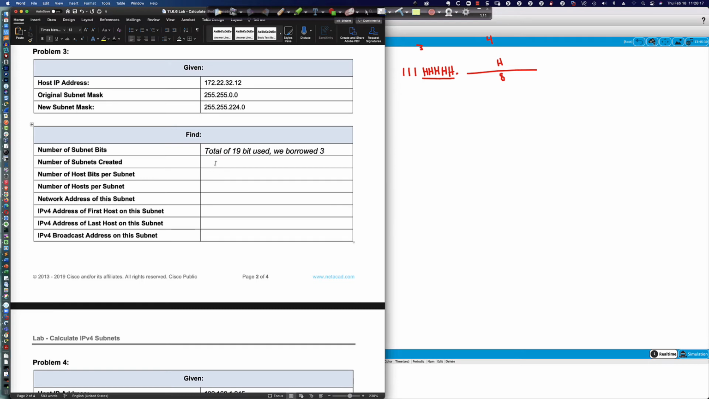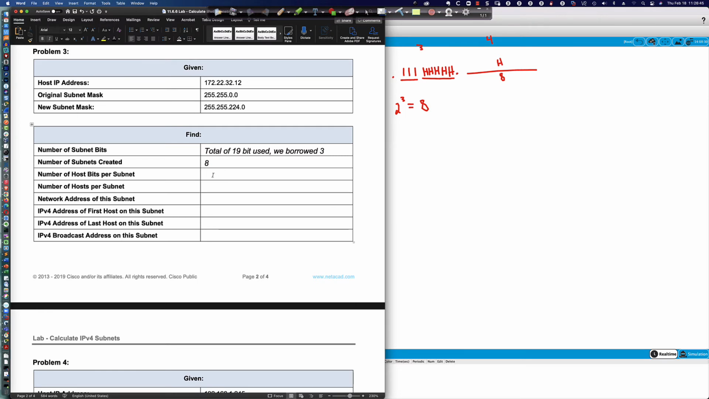So number of subnets created. Well, this is still an easy question to answer using that little cheat I showed you before, which is, if we only borrowed 3 host bits to make them network bits, we would say 2 to the 3 is 8. So number of subnets created is going to be 8.